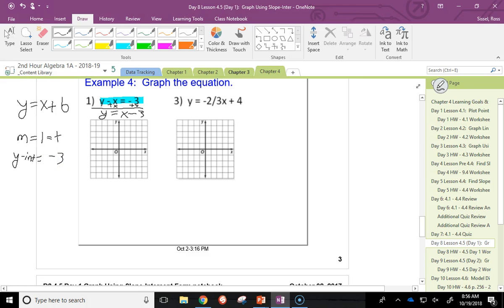Negative 3. Okay? When you go to graph these, first step is to mark your y-intercept. 1, 2, 3. We went to negative 3. Then we do our slope. Rise 1, run 1. Rise 1, run 1. I can do that as many times as I want. Usually the best is to do it 3 times. I am then going to make my line between the points. And you are done.